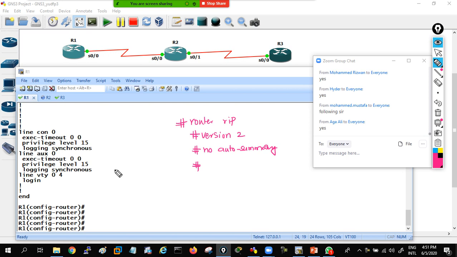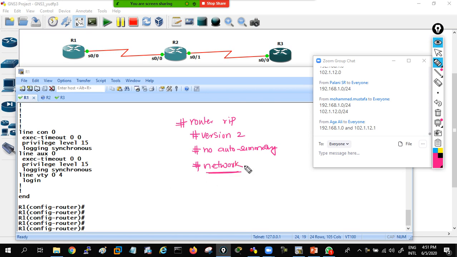Can you tell me what are the networks, guys, which are connected to router 1? What are the connected networks in router 1? I need to understand. Can you please type it for me there? 12.1 and 1.1, right? So now we need to advertise these two networks into RIP, right? So there is a command, network. What is the command, guys?